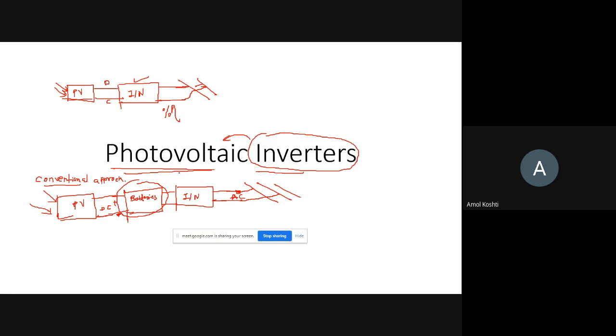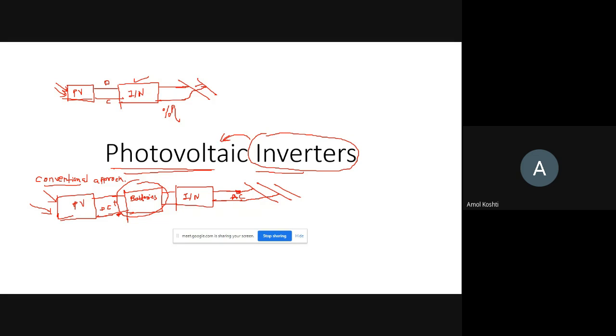So we have to see about this. What is a PV inverter, or photovoltaic inverter? How are these photovoltaic inverters invented? From where does this concept start? So that entire thing. What are the different topologies? How is it used?